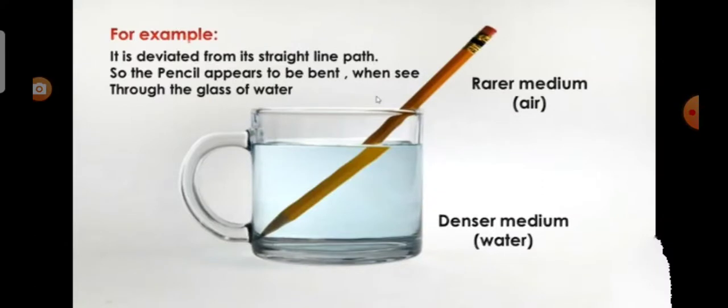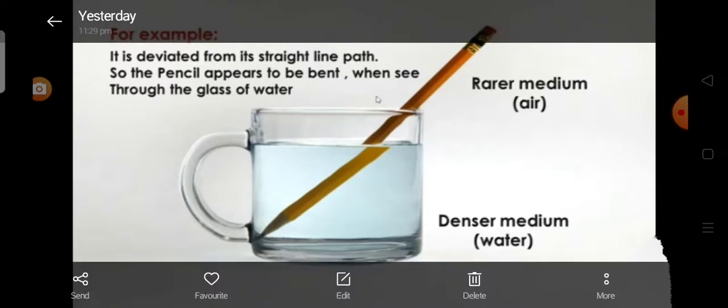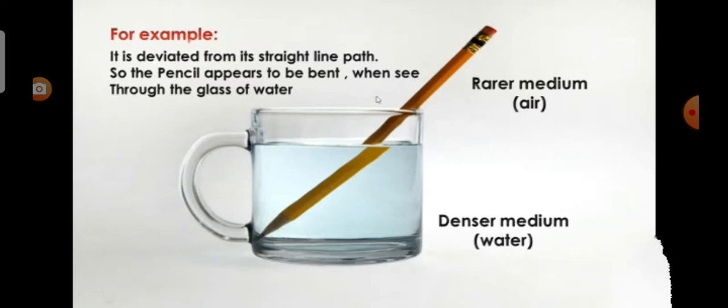For example, we take a glass beaker, fill it with water, and place a pencil in it. Now look at the pencil through the beaker. Does it appear straight? No. It will appear to be bent at the surface of the water. Why? Here the light rays actually travel from the water. As we saw earlier, when a light ray travels from a denser medium to a rarer medium, it is deviated from its straight line path. So the pencil appears to be bent when you see it through the glass of water.